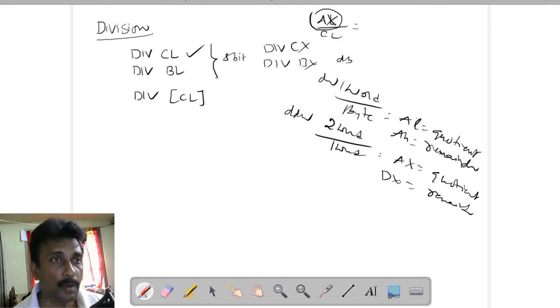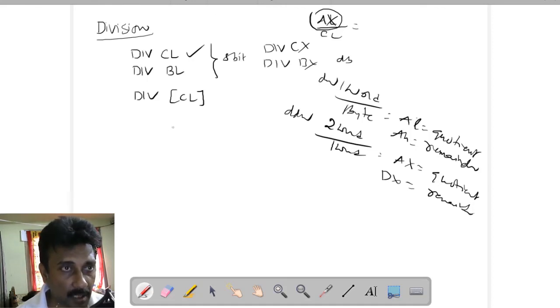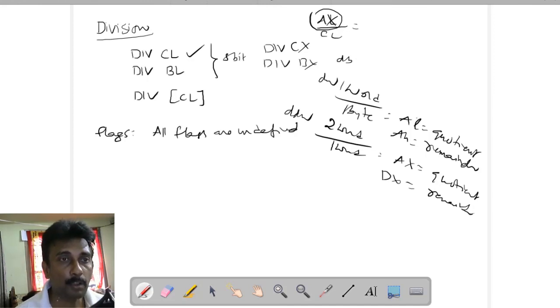For now, division is nothing but the divide operation. As you can see in simple examples, you can practice the division operations. Coming to the flags, all flags are undefined. While doing the programs, you will get some divide by 0 error. That is because of taking numbers other than this format.